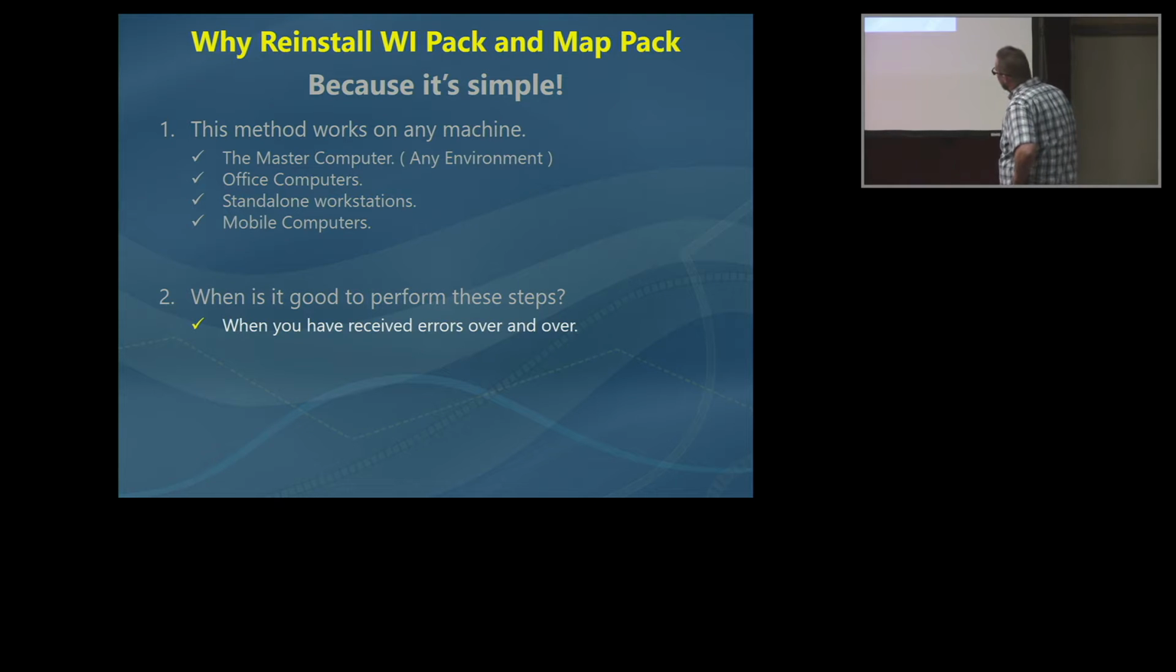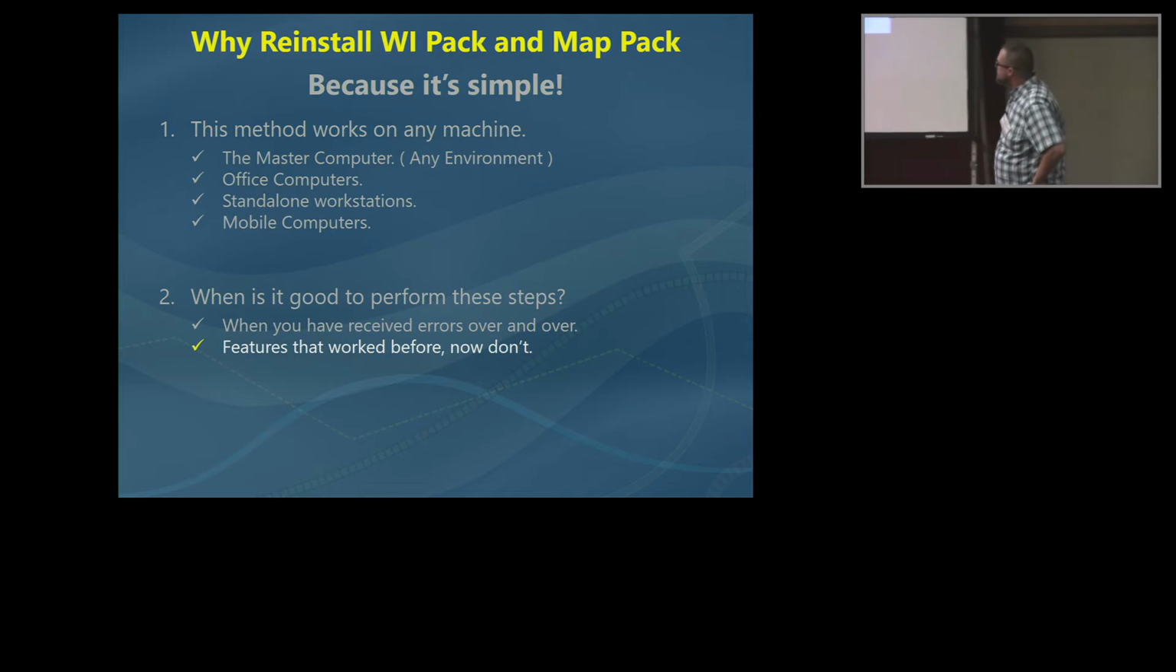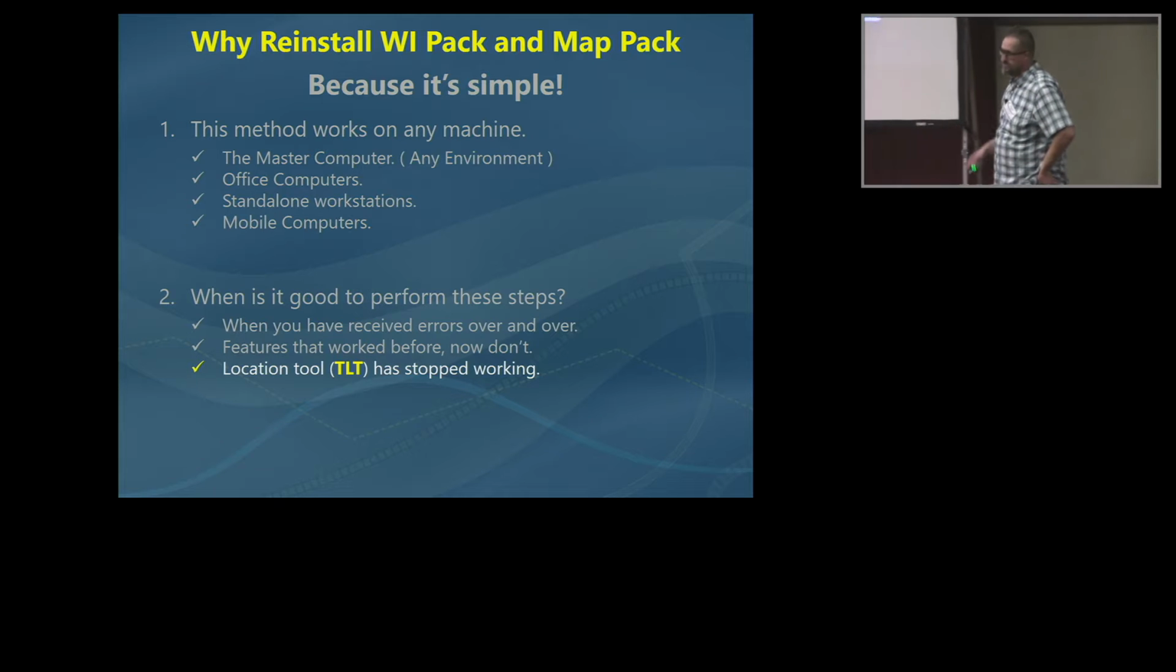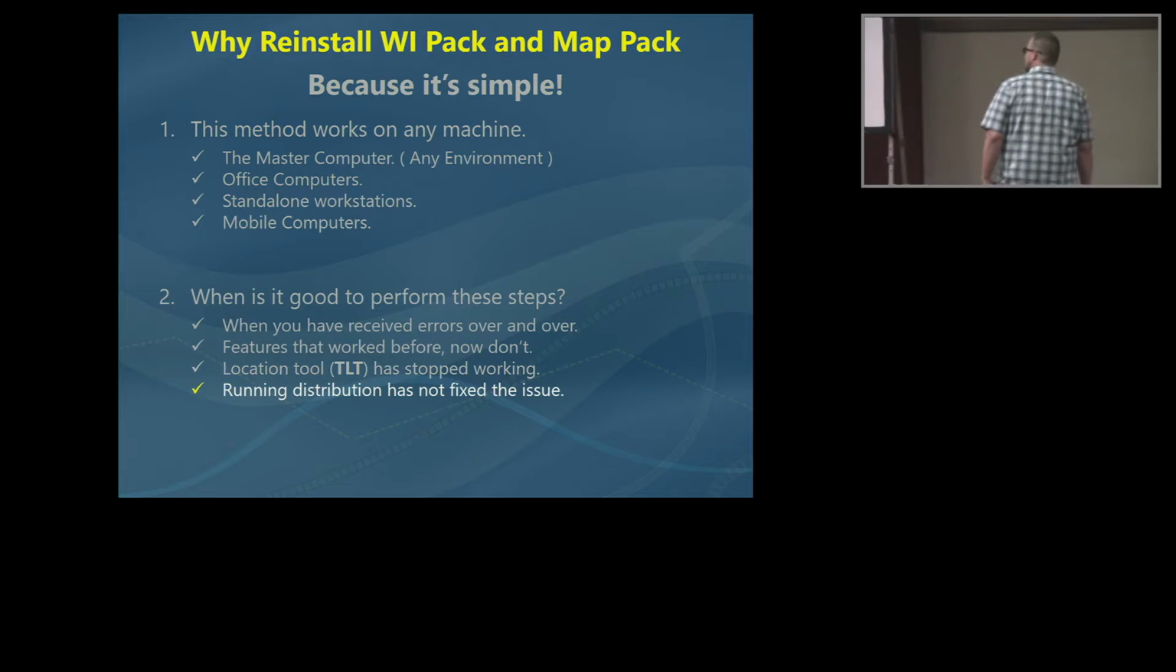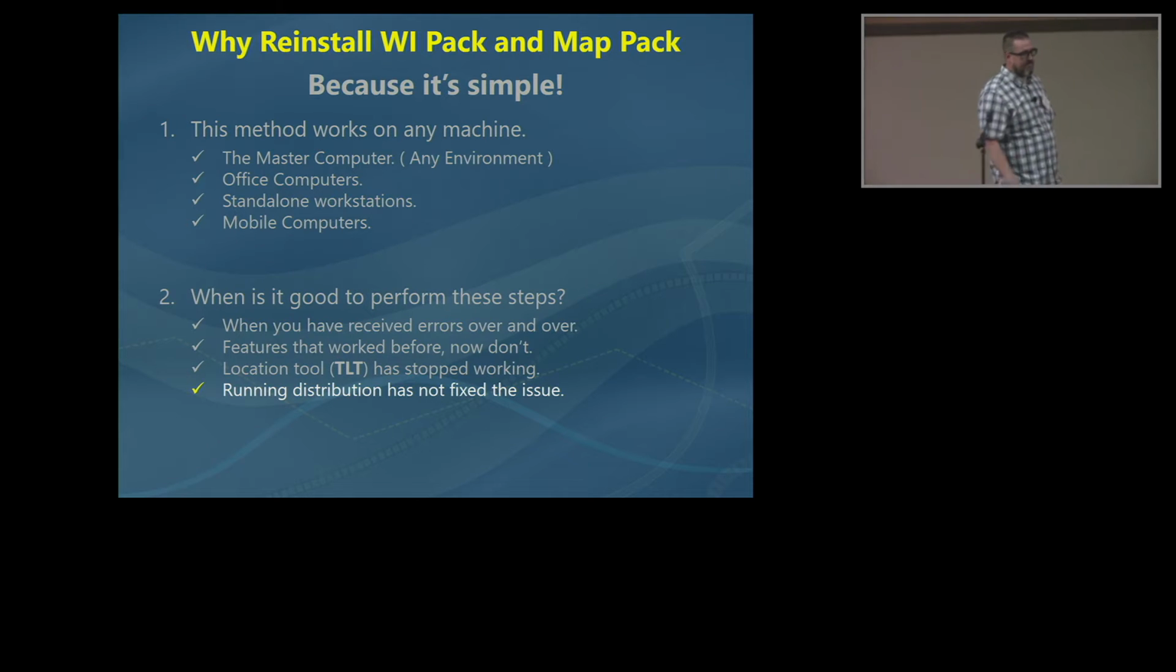When is a good time to perform this? You're getting errors over and over. Features that worked before now don't. The location tool, that guy's been acting up. He stopped working. You're running distribution. Rerunning distribution hasn't fixed it. I mentioned earlier, I lean on that first, distribution. You guys do too, probably, right?